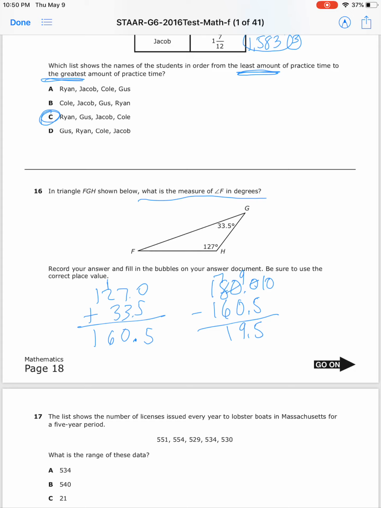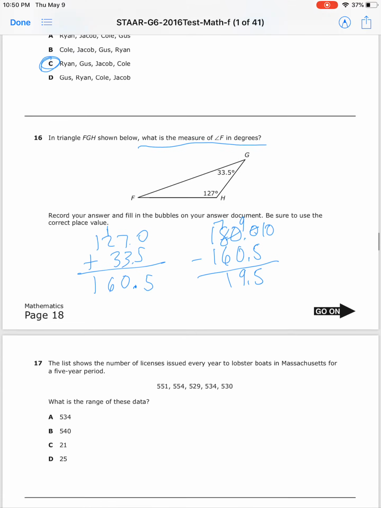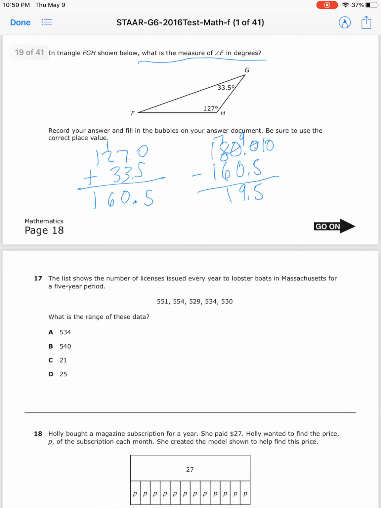Okay, number 17, it wants us to find the range of the data. Now, please make sure that you guys are actually reading the questions. I'm just kind of going over it to make sure that we get the right answers and that I'm able to clarify some things if we had any confusion. But make sure that you're reading the whole thing, not just the question, okay?